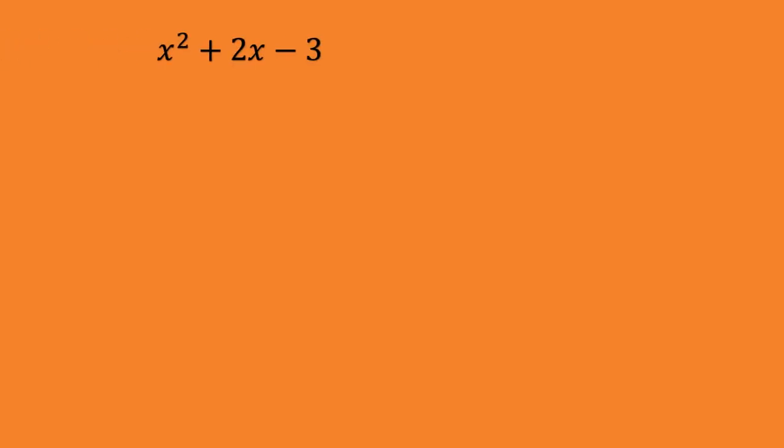In our first problem, we've got x squared plus 2x minus 3. If we want to factorize this, we can see there is no common factor. There is no grouping we can apply here. There is no difference between two squares.